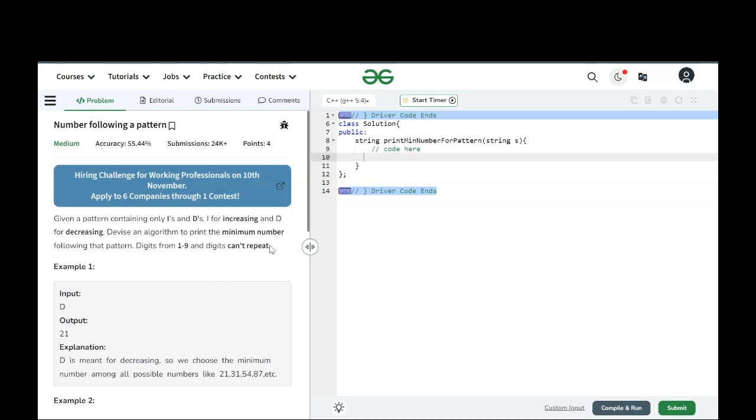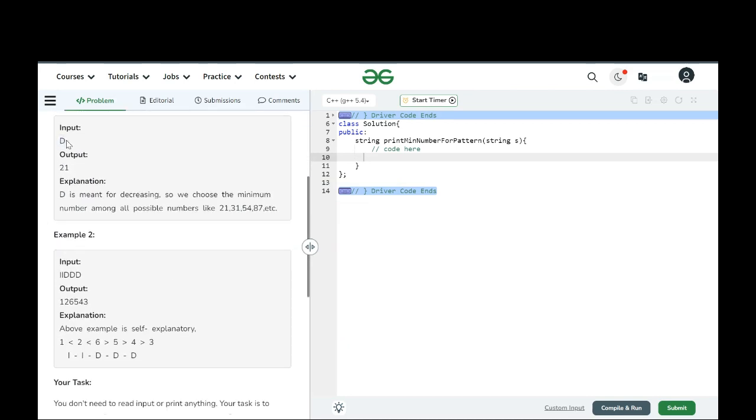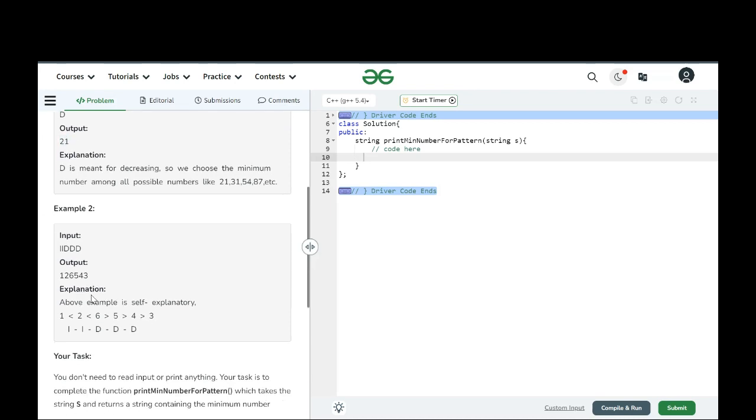So what does the question state is that we have been given a pattern containing I's and D's. I stands for increasing and D stands for decreasing of the number, and we need to write a function to print the minimum number possible by following this order, using the digits from 1 to 9. For example, if we have D, that means the number should be in decreasing order. The smallest number in decreasing order that we can take is 2 and 1, so 21. Then let's say we have another example as I, D, D, D.